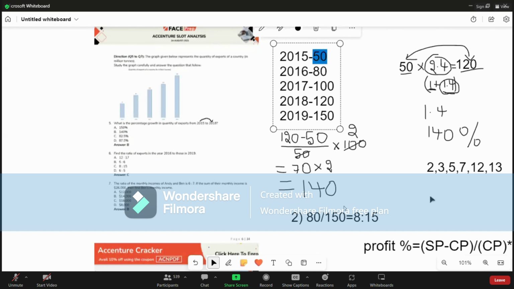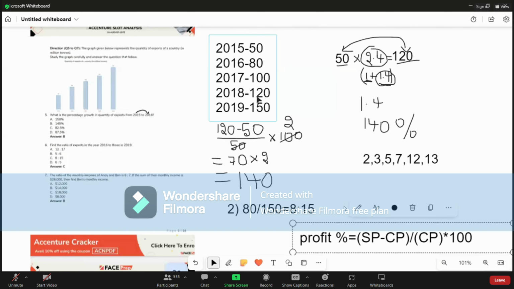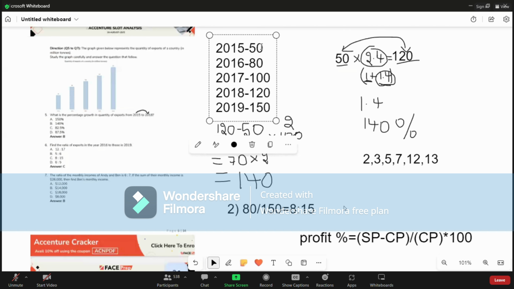So as I have mentioned, you will first take the final that is there over here, that is 120 minus 50 that is there before, that is in 2015, and we divide it by the amount that is there in 2015, and we find the percentage. This is how we have solved this problem. Is it clear to the one who has asked regarding the graph?